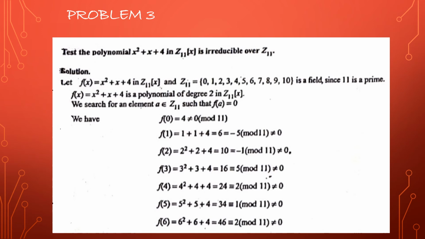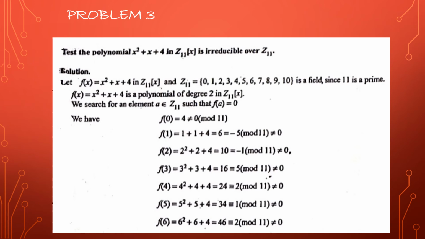And f of 3 is 16. So again, it's 5 short of 11, which is not equal to 0. f of 4, 4 square plus 4 plus 4, you get 24. 24 means 22 and remainder is 2, which is again not equal to 0.